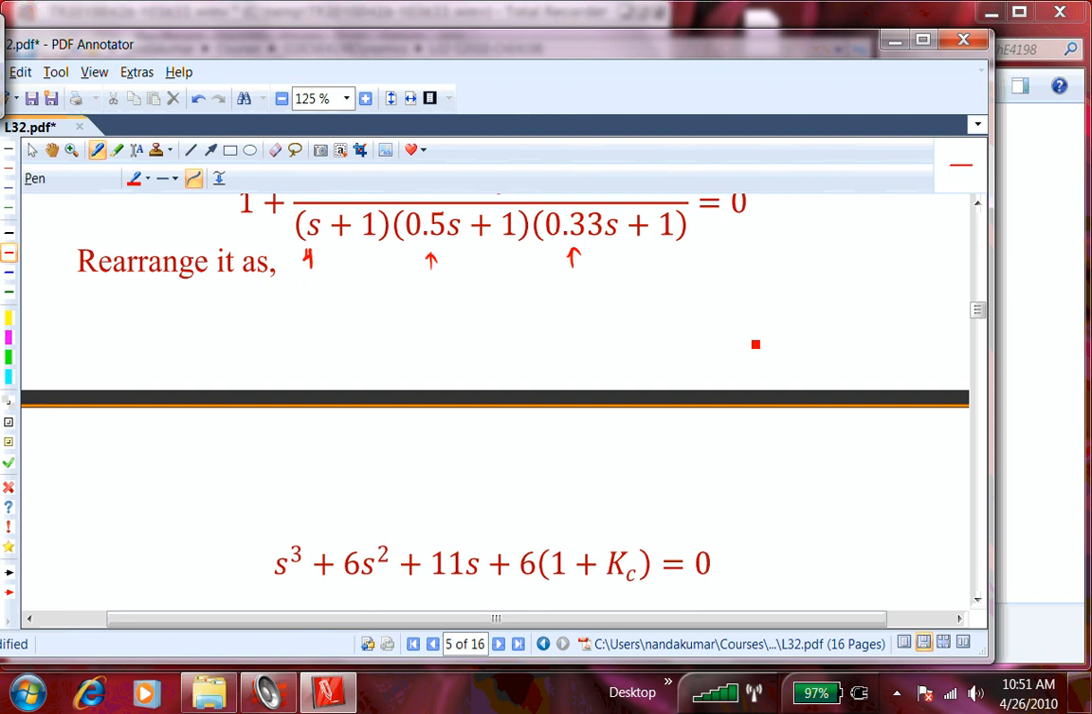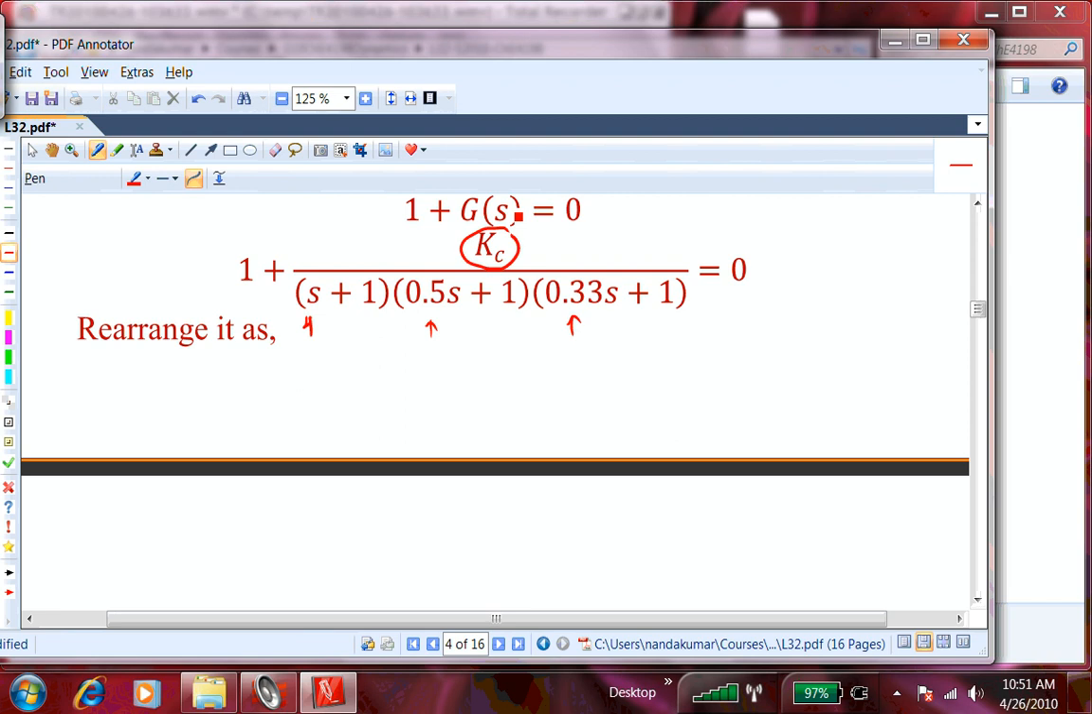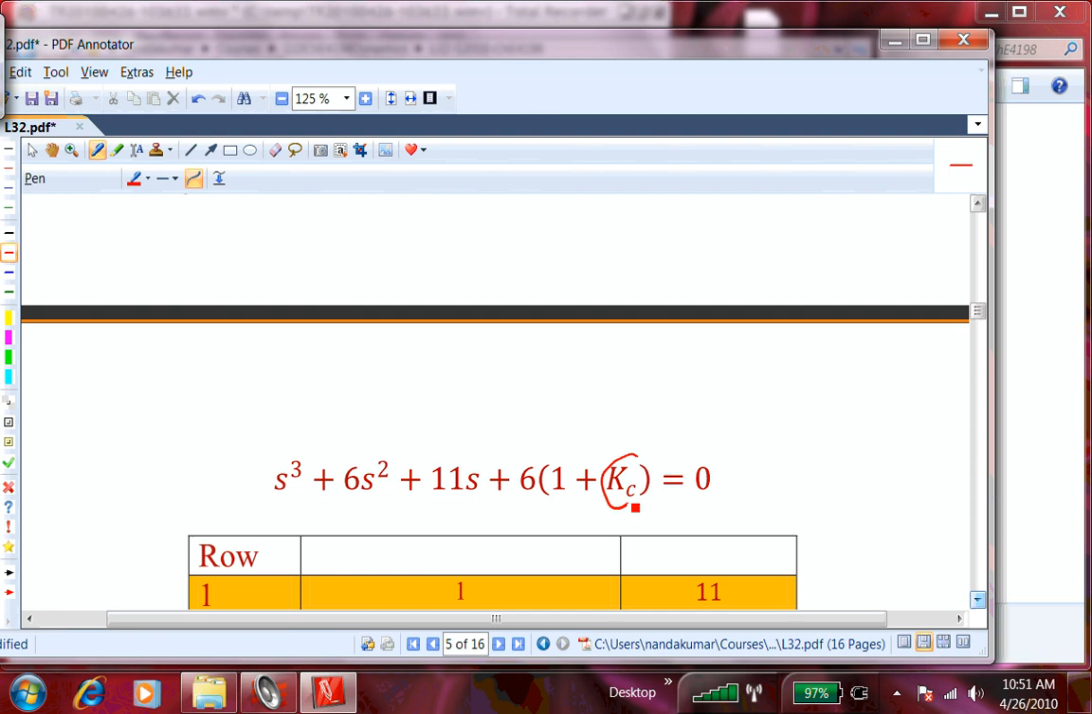That's what I said earlier. Kc appears as a symbol, as a variable, in that expression for 1 plus g. So leave it as it is and simplify, and you will find Kc appearing here. What are the coefficients of the polynomial now? 1, 6, 11, and then you have to treat this entire thing as the last coefficient. So one of the coefficients of the polynomial is going to depend on the controller parameters.